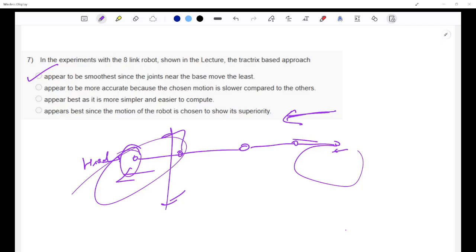Accuracy has nothing to do with tractrix motion. The tractrix method is about minimizing link Cartesian velocities, not about reducing speed for accuracy. So it is also incorrect.